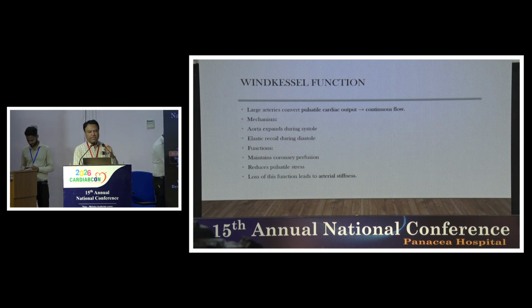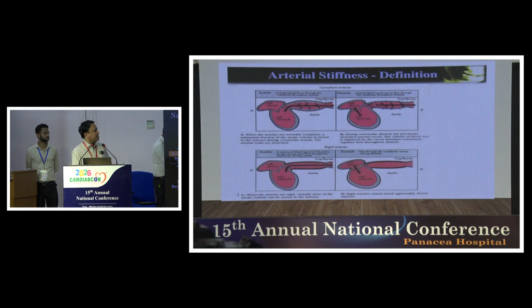So this causes the expansion of the aorta during systole and elastic recoil during diastole, and this is responsible for maintaining the coronary perfusion, and it reduces the pulsatile stress. Loss of this function leads to arterial stiffness. This is better explained here: during the stroke volume ejection, or during systole, the aorta gets bulged, and then there is elastic recoil.